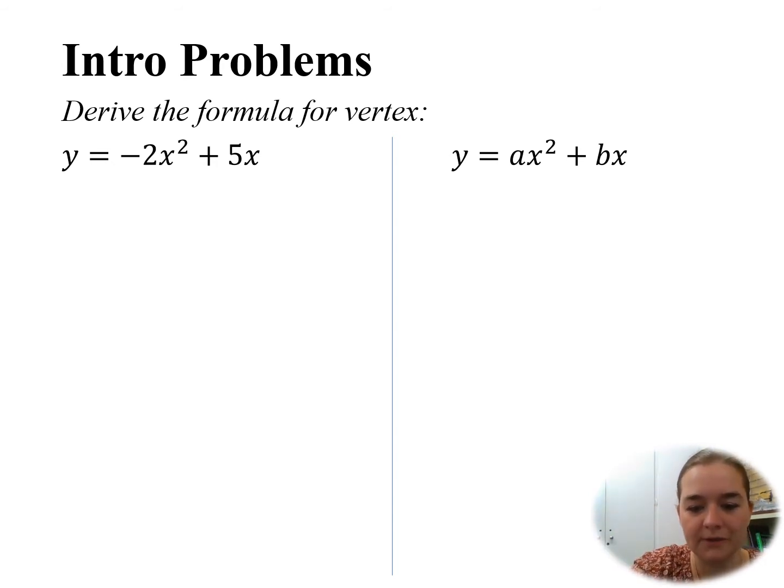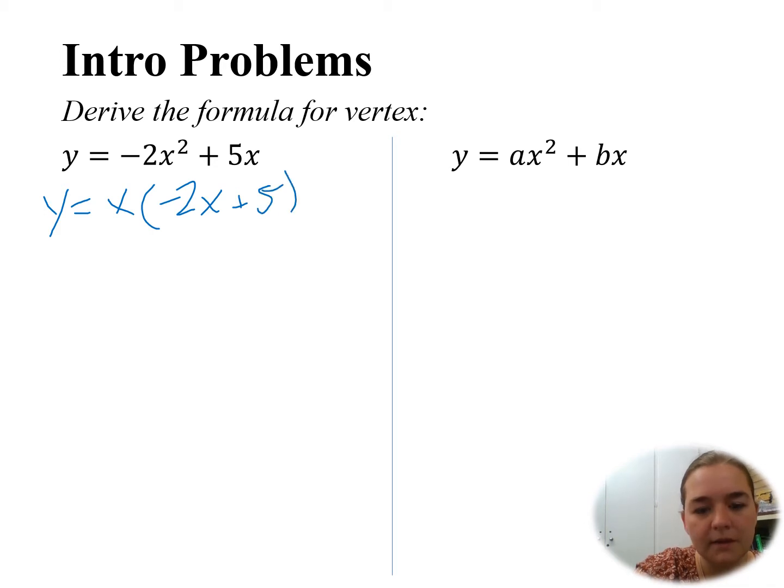So if I look at this first sample here, these ones should be in your notebook now, I have y equals negative 2x squared plus 5x. So the first thing I want to do is I want to use my factoring skills, and in this case, it's a greatest common factor, and I can pull an x out of both of these pieces. When I do that, I'm left with x multiplied by negative 2x plus 5. So I know that my roots, that zero product property tells me that either x is equal to 0 or negative 2x plus 5 is equal to 0.